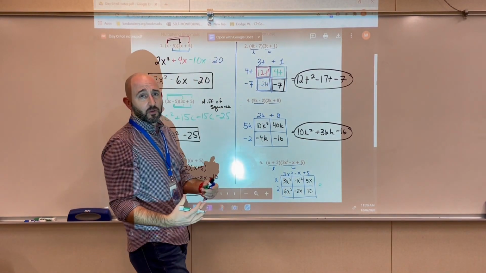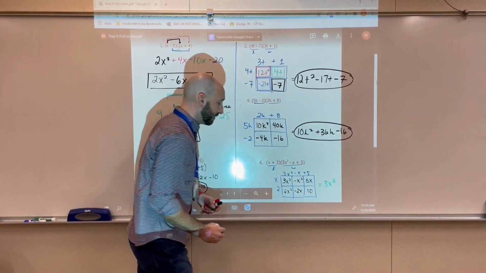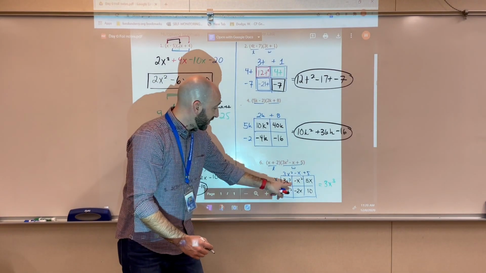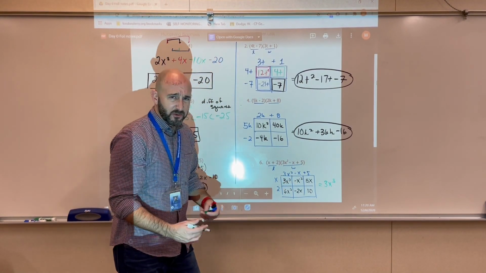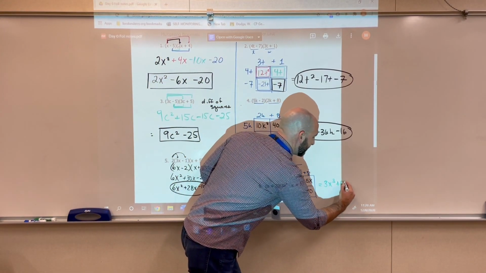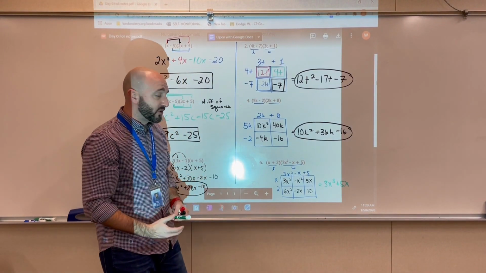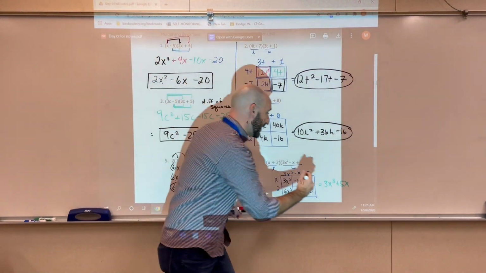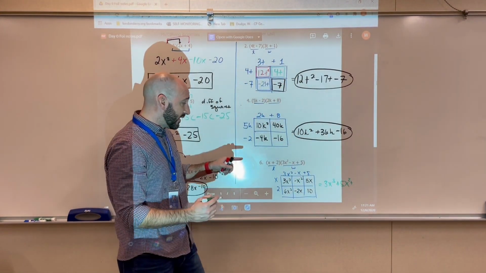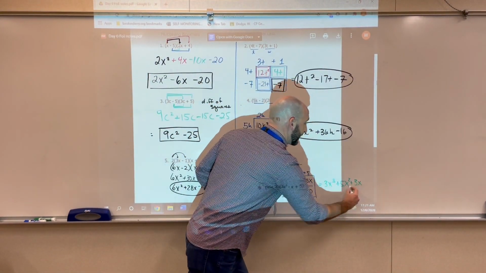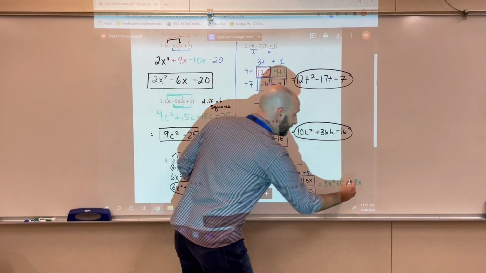3x cubed is the only term that contains x cubed, so this is 3x cubed. We have 2 squared terms, so 6x squared and negative x squared. Add those together, we get 5x squared. We have 2 linear terms, negative 2x and 5x. When we add those together, we get 3x. And I apologize, this should be 5x squared. The next one should be 3x, sorry about that. And then the constant term in this case is positive 10.